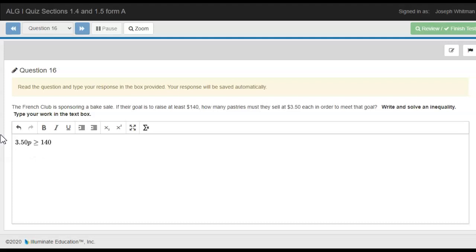Okay, so now I have to divide each side by 3.5. Right? Because it says how many pastries must you sell? So we're solving for P. So I divide, there's my division symbol. I'm going to divide each side by 3.5. I also have some people that just do the following. They write divide each side by 3.5. Either of these is acceptable.